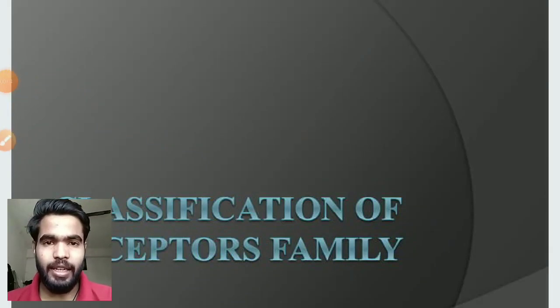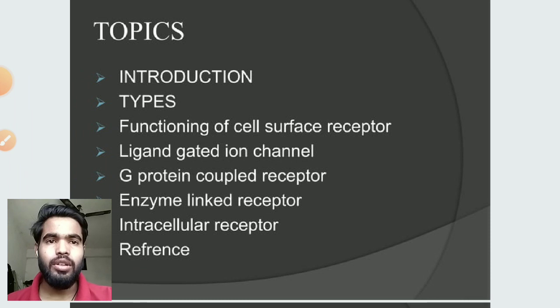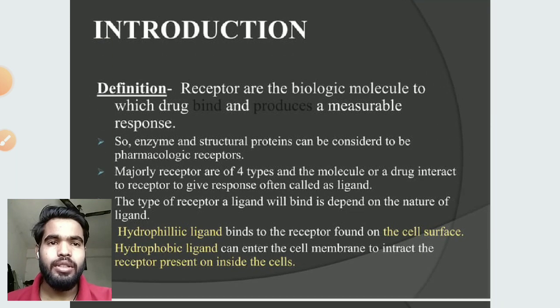In today's lecture, I am going to conduct the information about the classification of the receptor family and what the receptors are. Then let's begin. In this topic, we will cover points like introduction, types of receptors, functioning of the cell surface receptors, ligand-gated ion channels, G-protein coupled receptors, enzyme-linked receptors, and the intracellular receptors. Then let's begin the introduction.